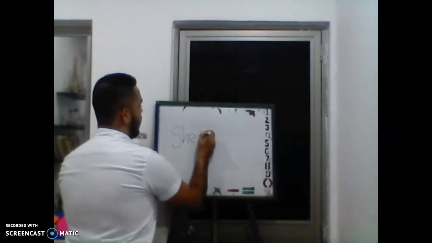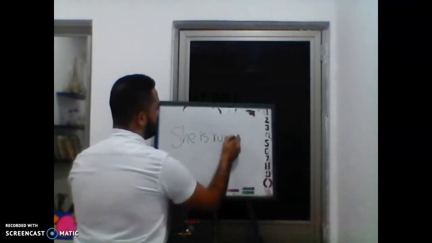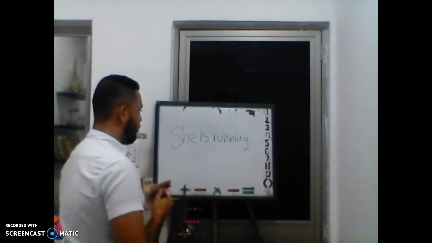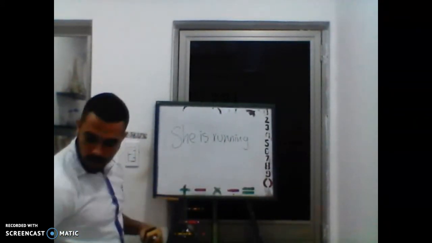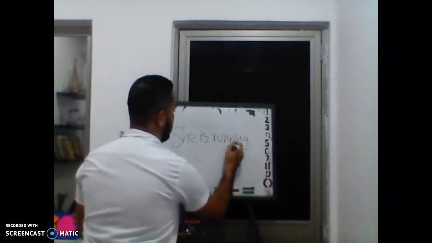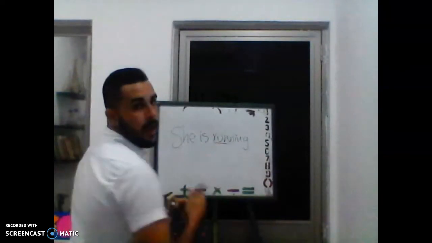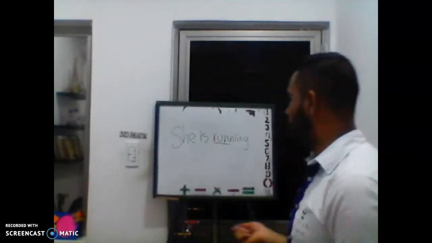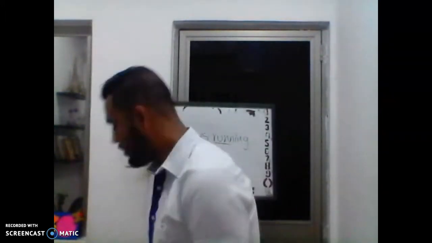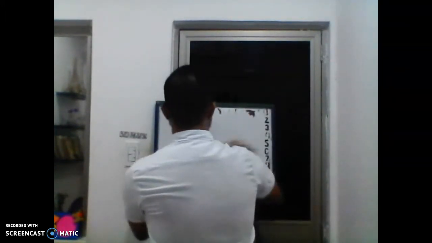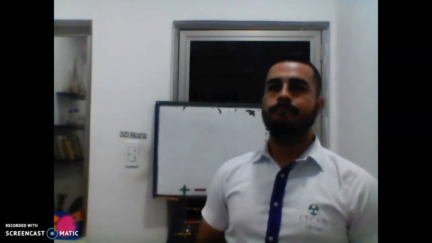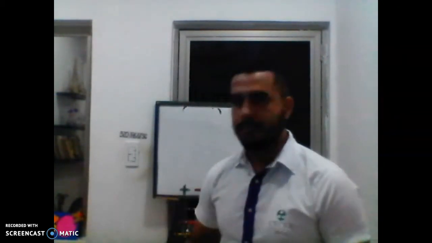She is running. Very good. What is the verb? Run. And what is the girl doing? She is running. Very good. So, let's continue. Who will answer? She is running. Very well.